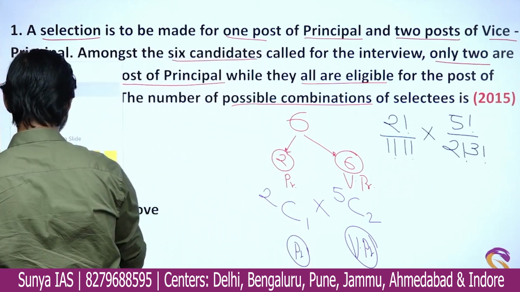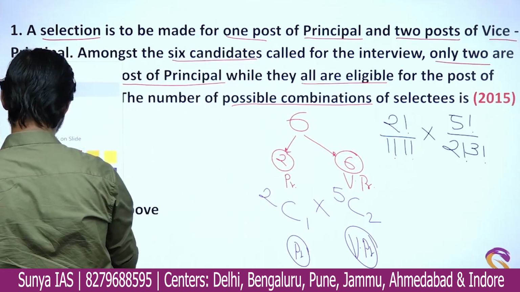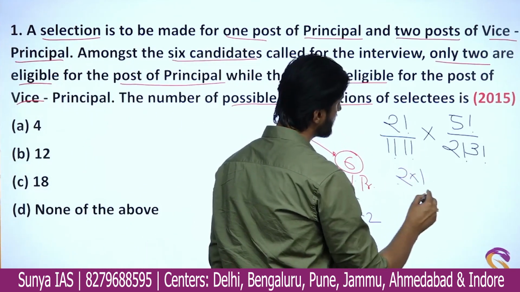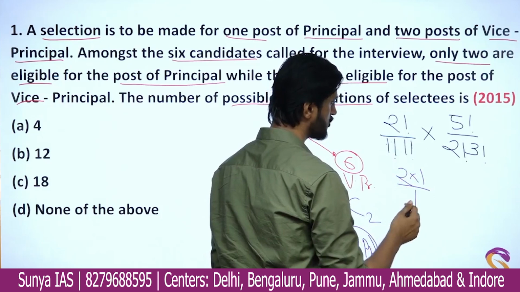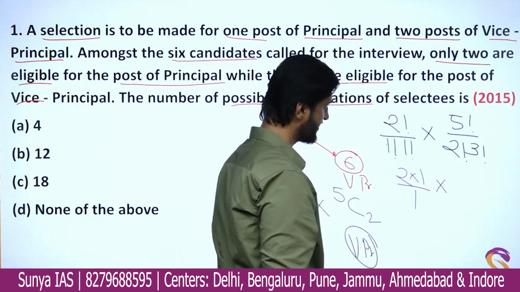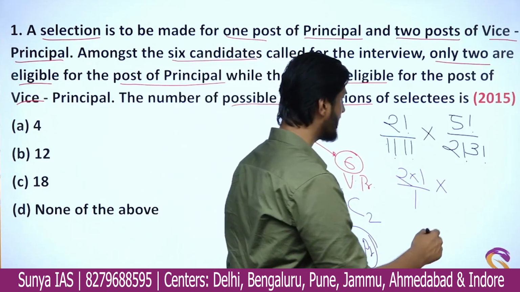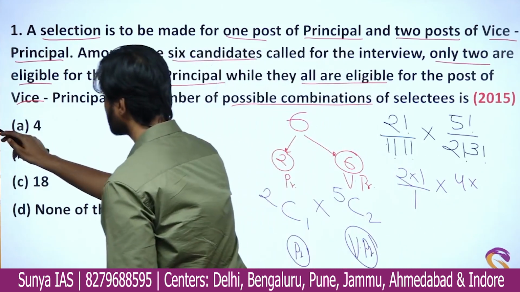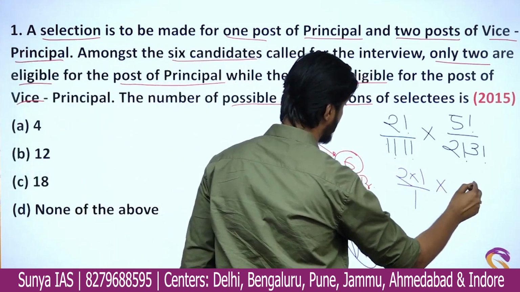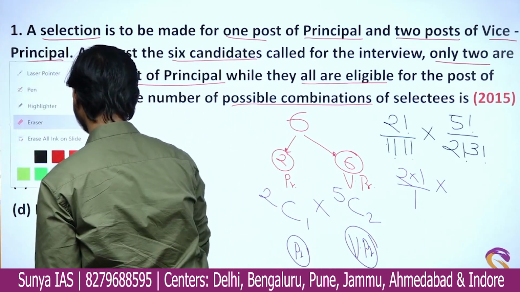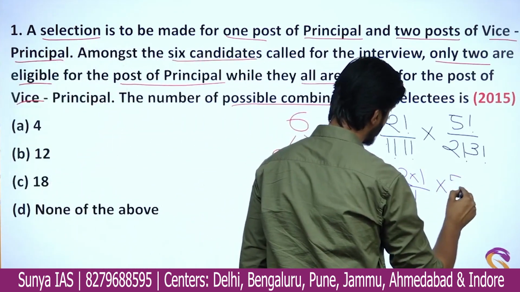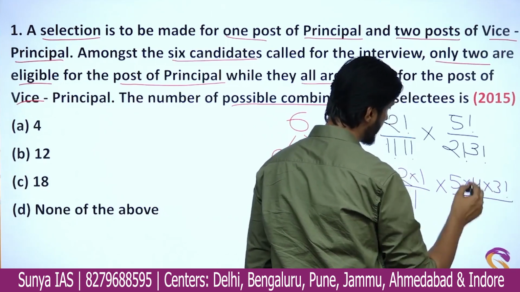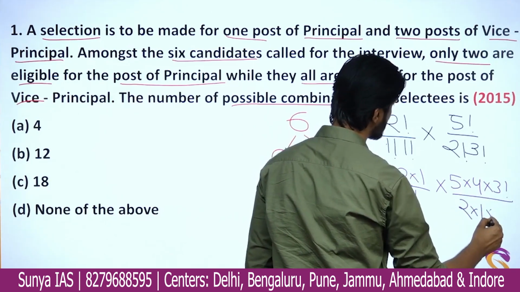As you can see simply, here we have 2 factorial as nothing but 2 into 1, 1 factorial, both will be equal to 1, so it is not a big deal. Further we have here 5 factorial, which can be written as 5 into 4 into 3 factorial divided by 2 factorial, which is nothing but 2 into 1 into 3 factorial.